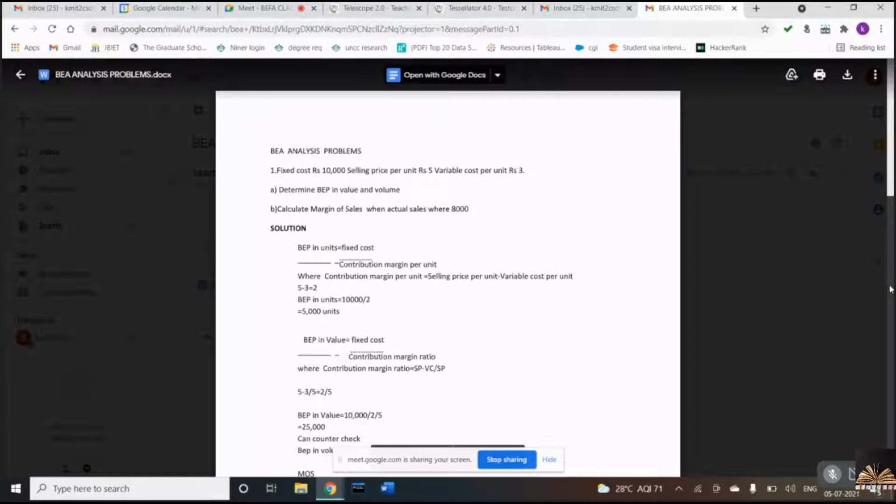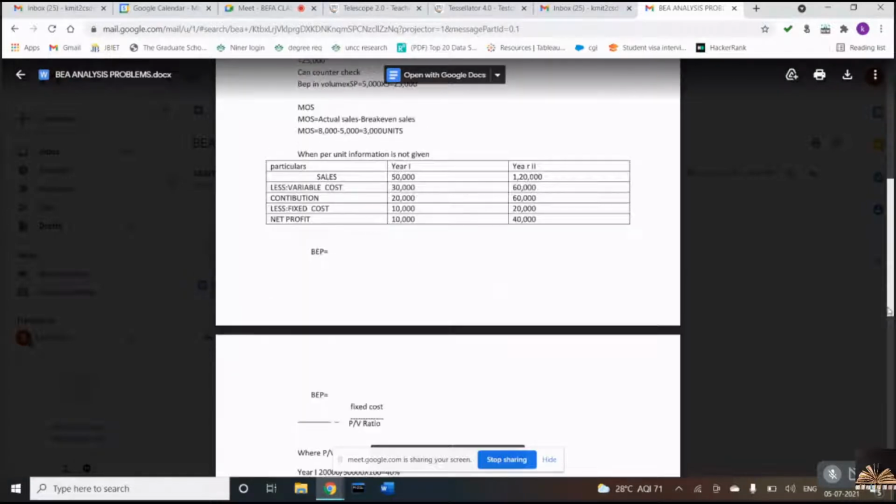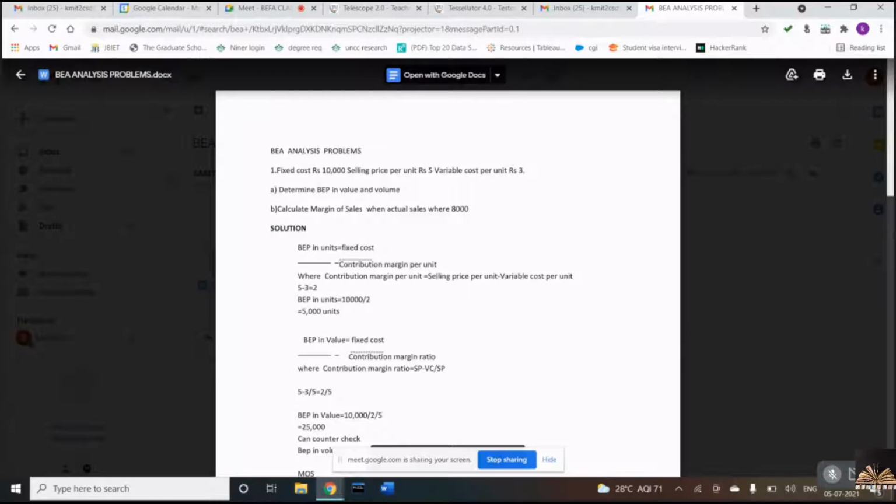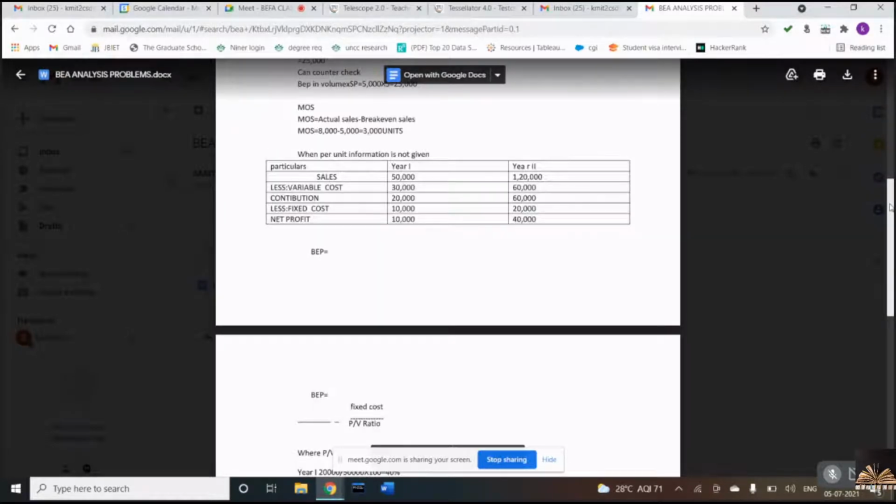And you can also counter check whether it is right or not. Break-even point in volume is 5,000. And what is the selling price per unit? 5 rupees, isn't it? So 5,000 into 5. Volume is 5,000, value would be 25,000. This is how you can even counter check how you got the break-even point in value and volume.